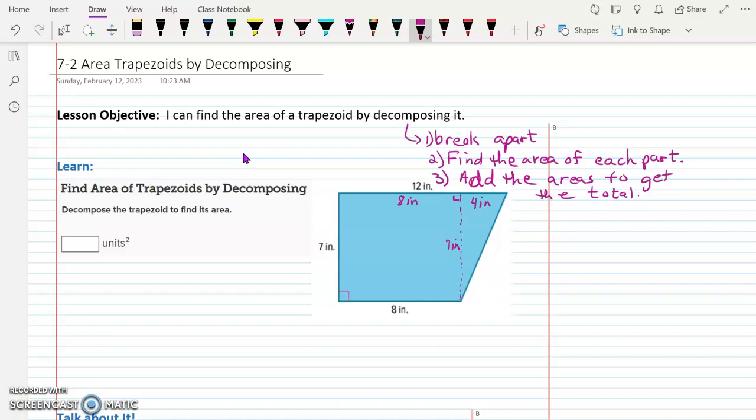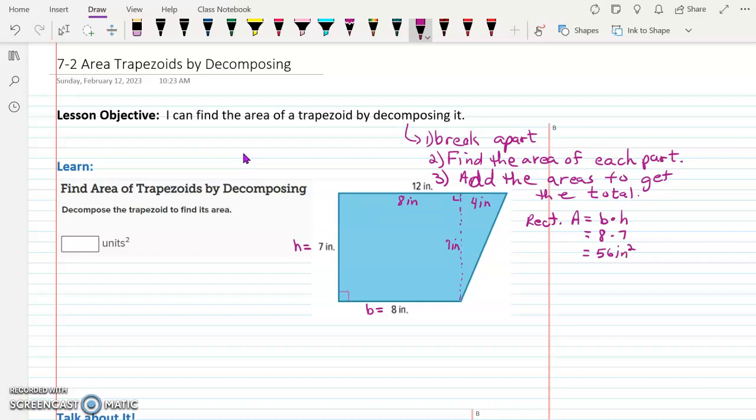So now I want to find the area of each individual piece, the area of the rectangle and the area of the triangle, and then I'll add those together. So let's start with the rectangle. Here I see that my base is 8 and my height is 7. So I'll substitute 8 for the B and 7 for the H. And when I multiply those, I have 56 square inches.